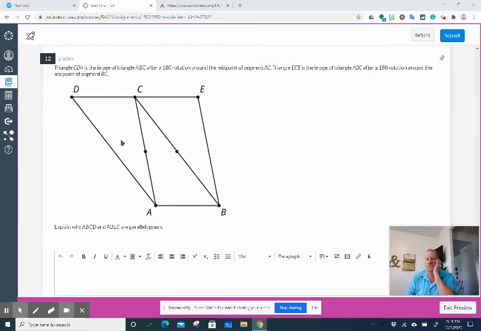So this is the last one. Probably one of the most confusing. It says CDA is the image of ABC after 180 degree rotation around segment AC. ECB is the image of ABC after 180 degree rotation over midpoint of segment BC. It says, explain why ABCD and ABEC are parallelograms.